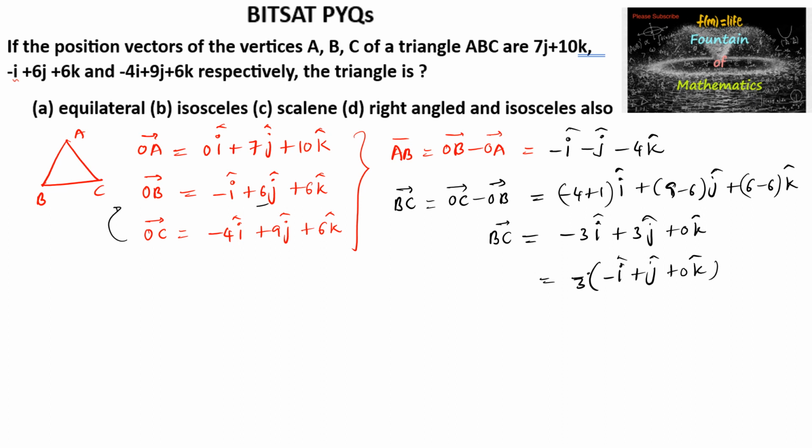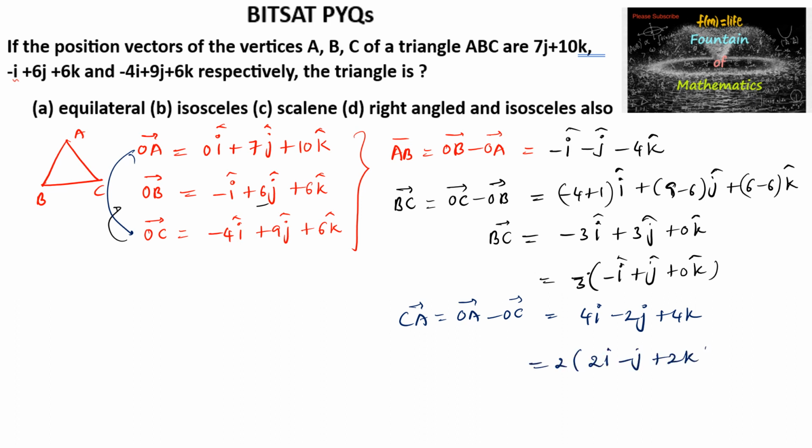And now coming to the vector CA, CA vector is equal to OA minus OC. So from these, 0 minus of minus 4, that is plus 4i, 7 minus 9, that is minus 2j, and 10 minus 6, that is plus 4k. Or you can take 2 common: 2 times (2i minus j plus 2k).